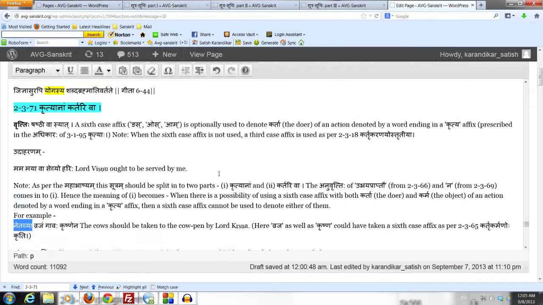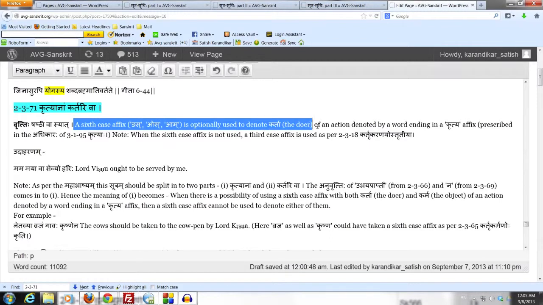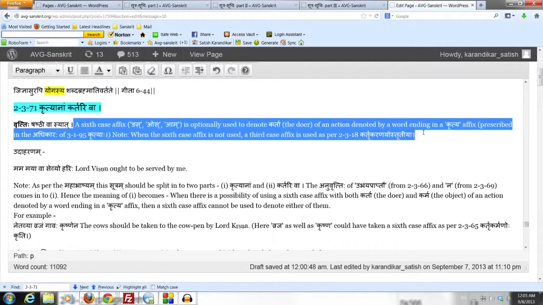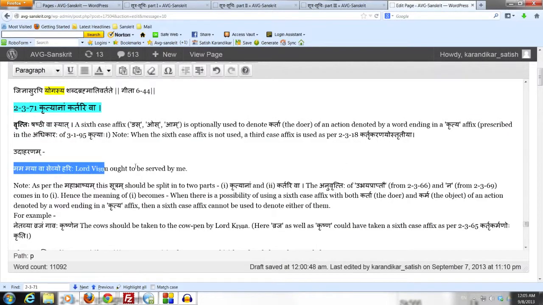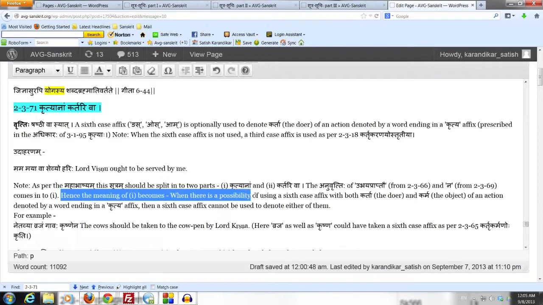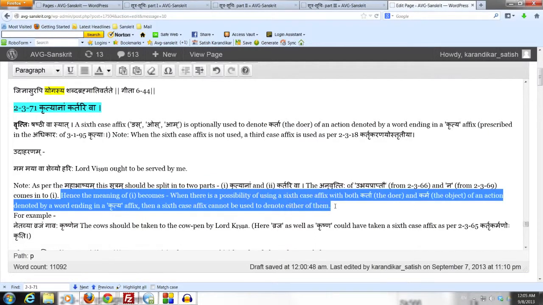That gets the anuvritti of krityanam from the first part. And then the meaning of that is the same as we had discussed above. Above meaning a sixth case affix is optionally used to denote the doer of an action denoted by a word ending in a kritya affix. The example there, mama mayava sevyo harihi. We already discussed that. So the second part is as we originally discussed. The first part is the one that is used to stop the sixth case affix from denoting either the secondary object or the agent of an action denoted by a dvikarmaka dhatu used along with a kritya pratyaya.